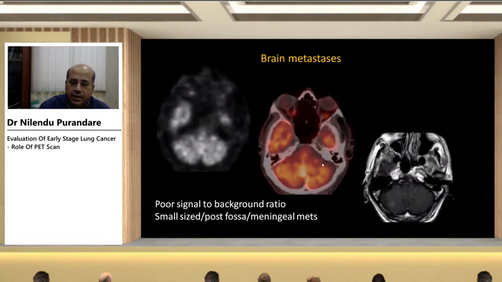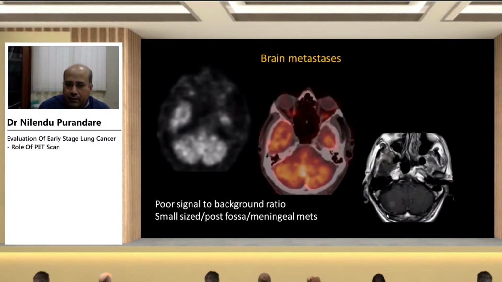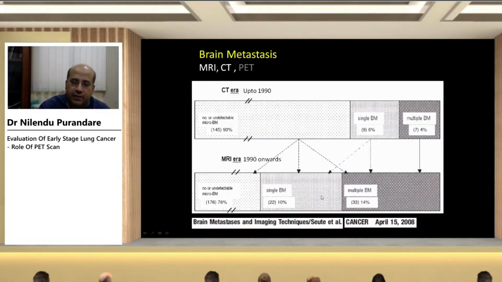on PET CT. For example, this is a PET, this is a fusion PET CT, and this is a CT. There is no evidence of any brain metastasis. But if you look at the MR, you can see a very clear-cut metastatic lesion in the cerebellum. So MR is much superior when it comes to brain metastasis.